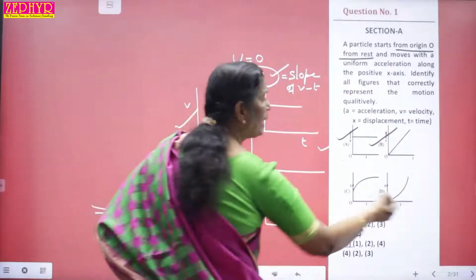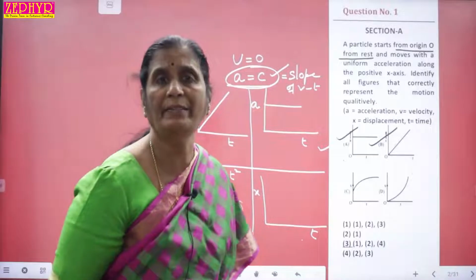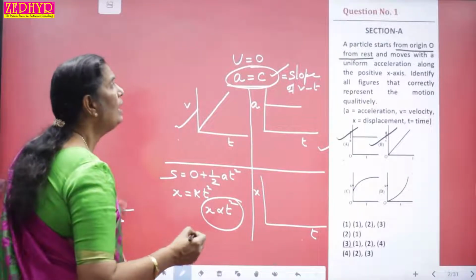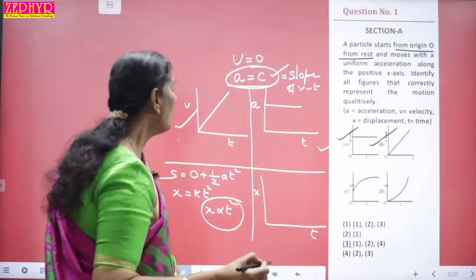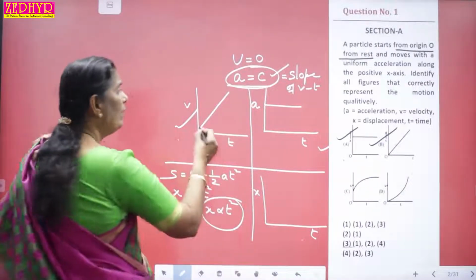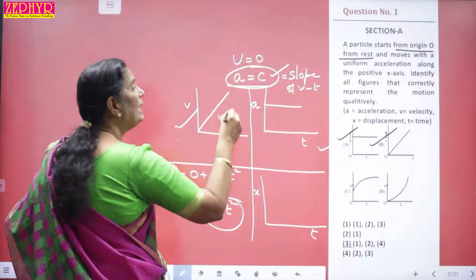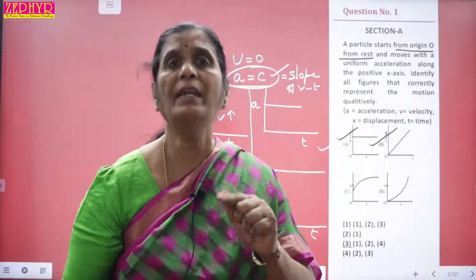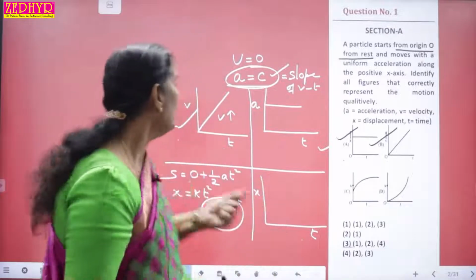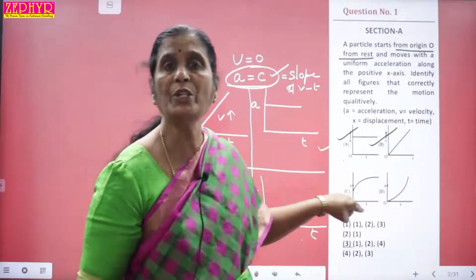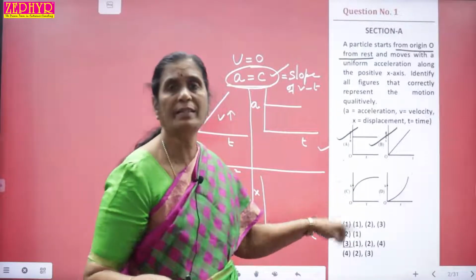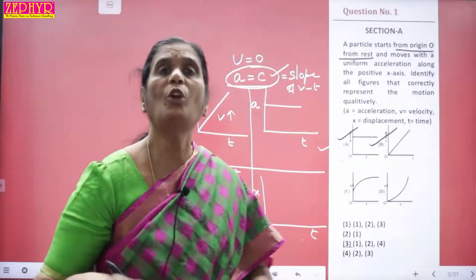But they gave two parabolas. Which parabola will we select? We have to select the parabola where the velocity is increasing. That is, in that parabola, velocity should increase. Okay, so what you have to do, it is a distance-time graph. So we need to check the slope.